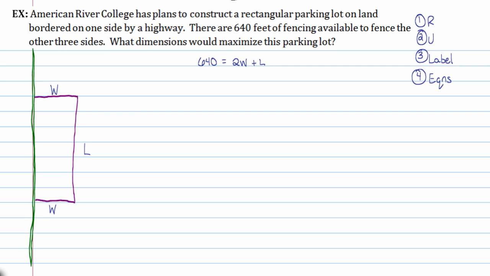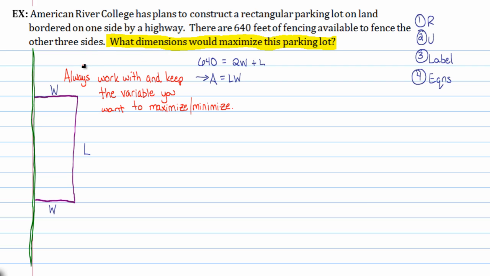The second equation is going to come from this last sentence: What dimensions would maximize this parking lot? In other words, maximize the size or the area of this parking lot. So I want an equation for the area. Area is going to equal length times width. That's just a rectangular area. Because we're being asked to maximize this, you always keep the variable you want to maximize. Always work with and keep the variable you want to maximize or minimize.